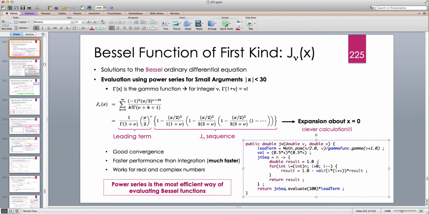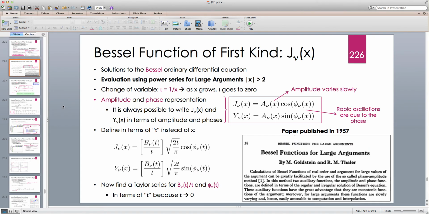All right. Now I mentioned that this power series works for small arguments, right? X less than 30, and numerically we saw that after x is larger than 30, the series starts to become very noisy and diverges, so it doesn't give us a stable result. Luckily, there is another way to evaluate the Bessel functions for large arguments, and that's what I'm going to discuss today.